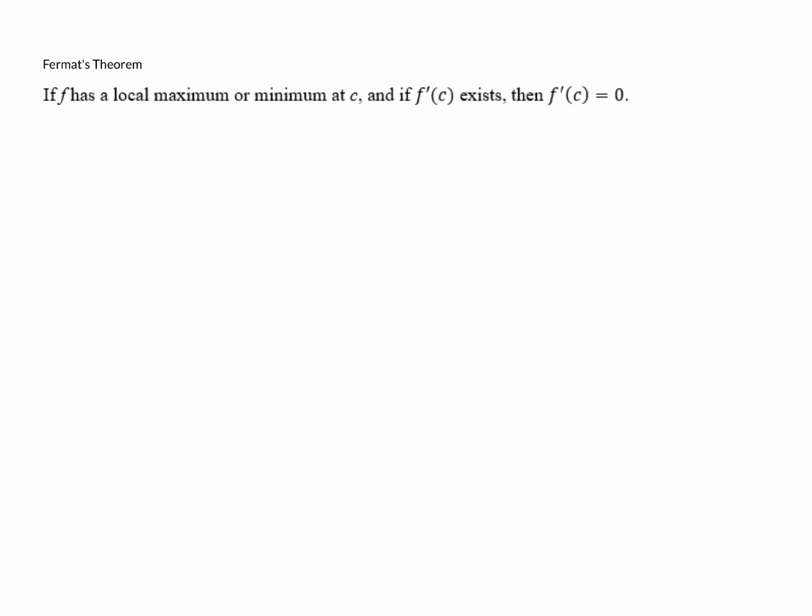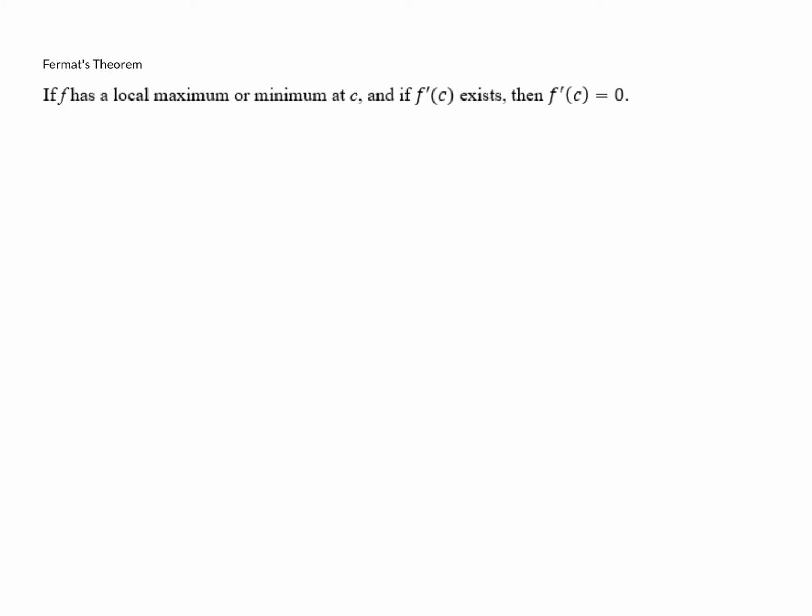This is called Fermat's theorem. The T is silent, Fermat's theorem. And it says, if f has a local maximum or minimum at a value c, and if the derivative exists at c, then the derivative must be equal to 0.